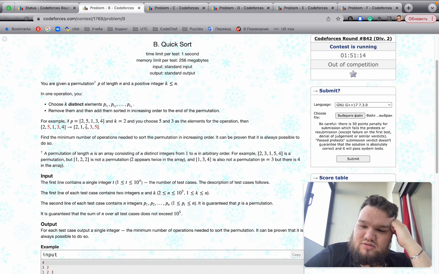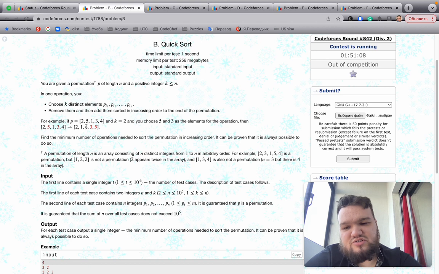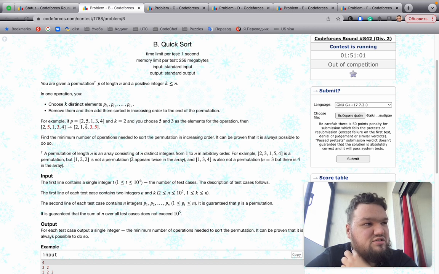So we want to sort our permutation, so in the end it should be sorted. So if we didn't touch m numbers, those m numbers should be numbers from 1 to m, and they should be in the correct relative order from the beginning. Okay, let's find the maximum such m so that numbers from 1 to m are in the correct relative order in the beginning.